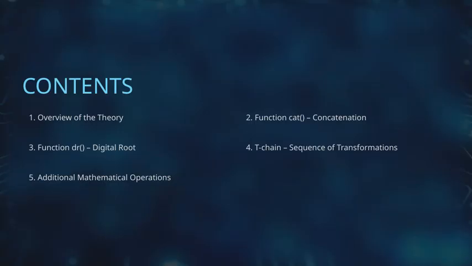Let's take a quick look at the contents of today's presentation. We'll start with an overview of the theory itself, which provides the foundation for everything we'll explore. Next, we'll examine the function doctor, which is all about the digital root, an interesting way to reduce numbers to their core essence. Then, we'll move on to additional mathematical operations that expand our toolkit for manipulating numbers. After that, we'll focus on the function cat, which is about concatenation, combining numbers or strings to form new ones. Finally, we'll look at the concept of the T-chain, which involves a sequence of transformations that build upon each other.